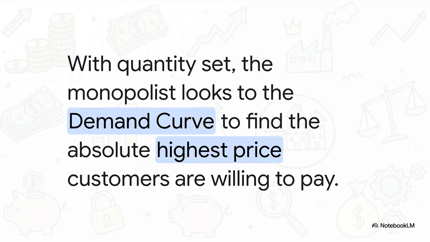So once you've set your quantity at Q star, now the monopolist gets to wield their true power. They don't look at their costs to set the price. No. They look straight at their customers, the demand curve.